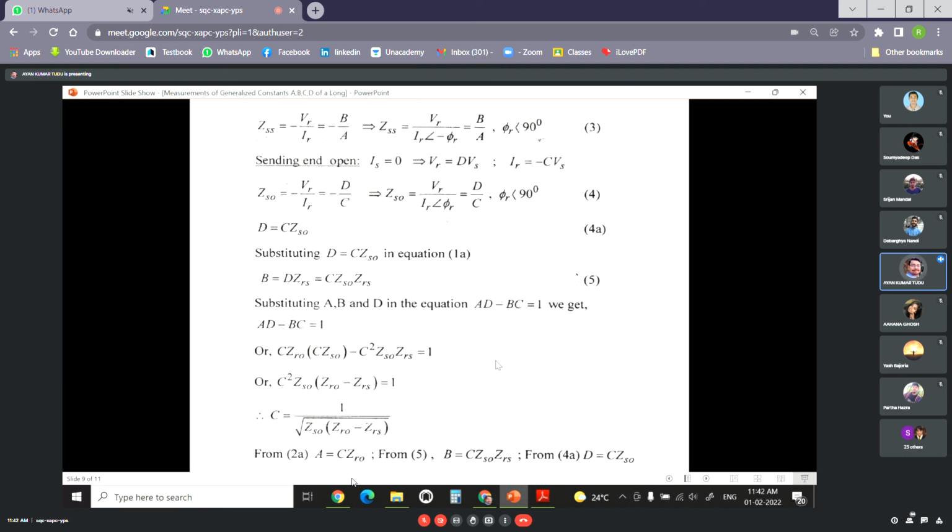You will see that in a symmetrical case A will be more or less equal to D, and in the asymmetrical case A should not be equal to D. That is how you can differentiate between the symmetrical and the asymmetrical case. That is what your report is. And in the last part, in the remarks section, you can write what you have understood from this ABCD parameter experiment. Any questions?